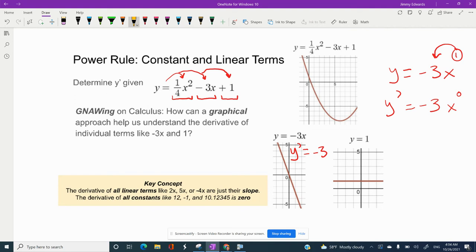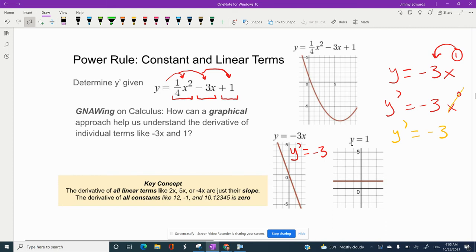But any term raised to the 0 power is 1. So therefore, y prime is just negative 3 times 1, which is just negative 3. Okay, so that's sort of the power rule proof for why linear terms have a derivative that's just their slope. Intuitively, it's because slope means derivative, but the actual working of that makes sense as well.